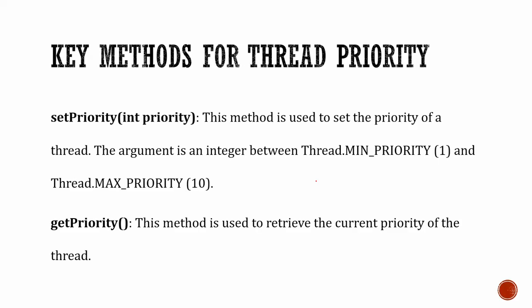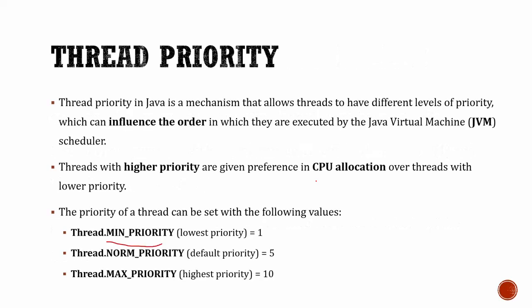in the order. So we have some methods for thread priority: set priority and get priority. Set priority is used to set minimum, maximum and normal priority. And we also have get priority. You can see what the level of priority is for that particular thread. By default, for all the threads, the normal priority will be set, which means the default priority will be 5. Okay.